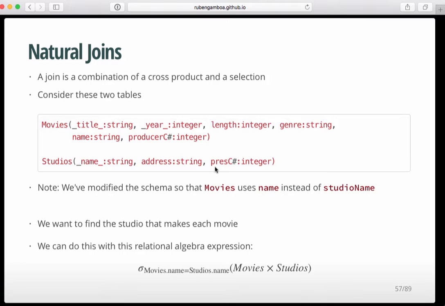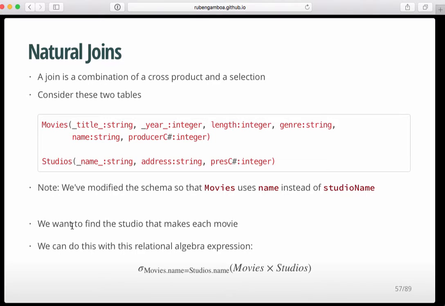Now, the one thing that we changed is that in the original schema, this name was actually studio name. And there was a good reason for that. If you saw name, you might be tempted to think it's the name of the movie, right? It's not. That would be title. So name of what? Don't ever let somebody wonder that. Let them know the studio name, okay? But we renamed it to name for this example only, so keep that in mind.